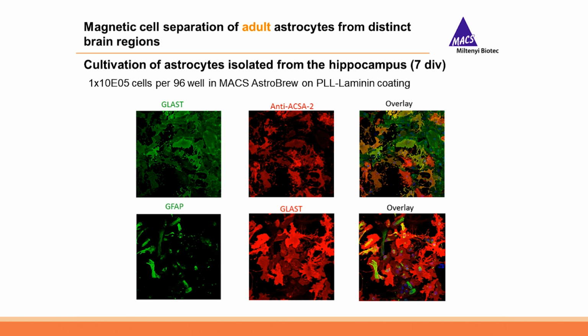And in the lower row, you see staining for GFAP and GLAST. And here it becomes again obvious that GLAST nicely detects all the astrocytes. Here you nicely see the astrocyte morphology, whereas GFAP does not stain all the astrocytes.